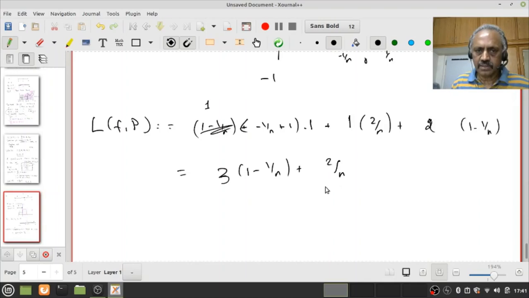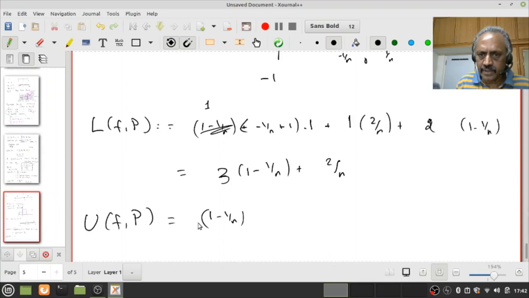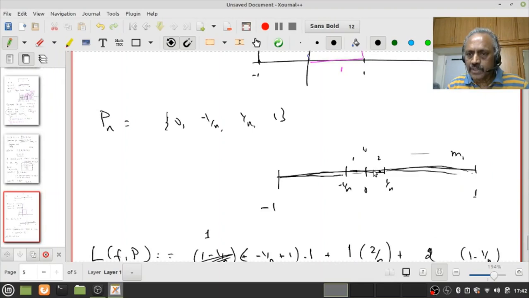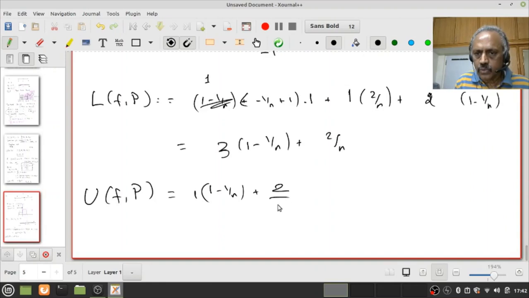Now let's look at the UFP. Okay. Now, here there is no problem. It's the same thing there also. This is 1 minus 1 by n into 1 plus. Now, let's look at this second interval. Here I am looking for the LUB. The function takes only 3 values, 1, 2, and 10. Therefore, what is the LUB? 10 into the length of the interval, which is 2 by n. Yeah, 2 by n times 10.